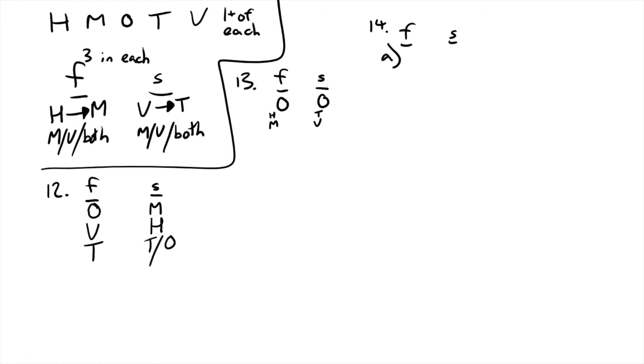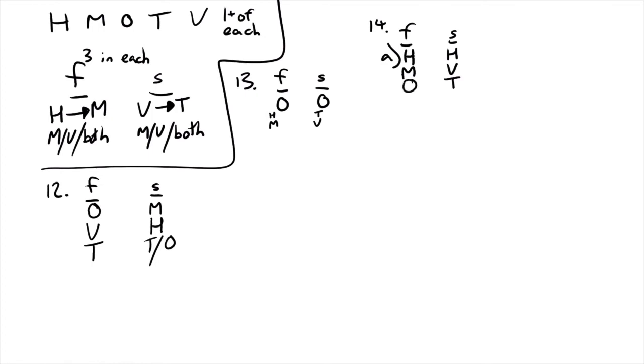A says H in the fall and H and V in the spring. Looking at our page, looking at 12 and 13, it looks like, unfortunately, we've never done that before. So let's go ahead and test that out. H in the fall, H and V in the spring. Now, if H is in the fall, that will trigger that rule, and M will have to also be in the fall. If V is in the spring, that triggers that rule. So T has to go in the spring, and we've placed everything except for O. So O will have to go in the fall.